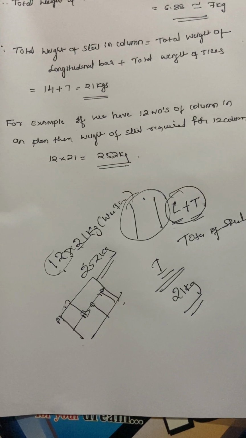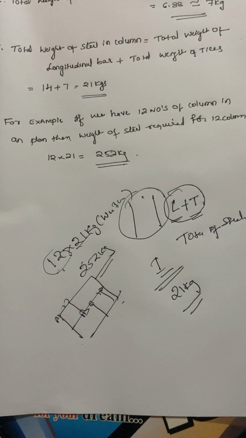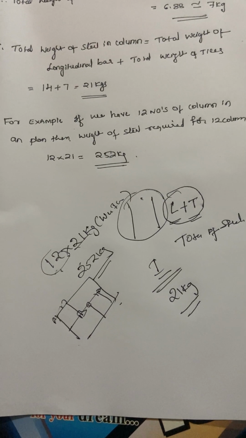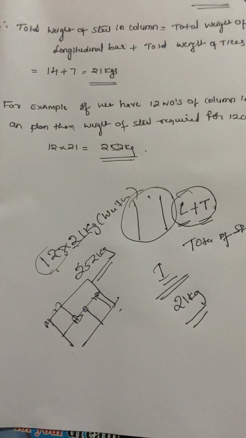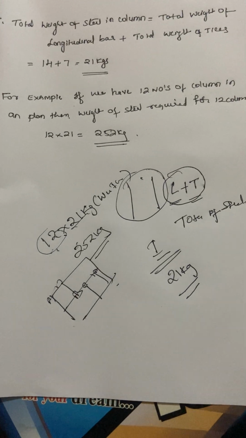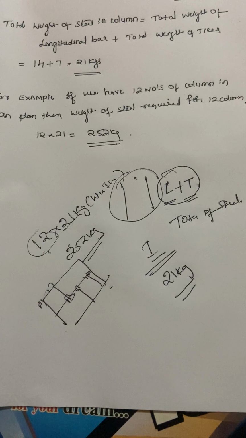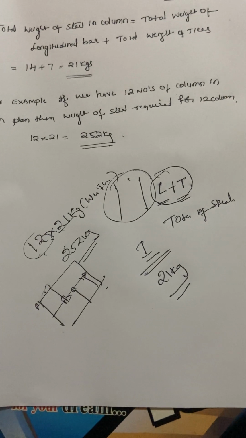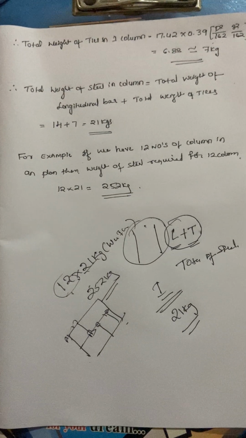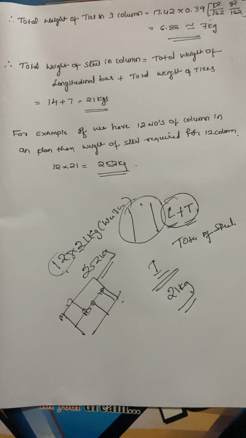So in general, we now have an understanding of the importance of ties and longitudinal bars in the case of columns. I hope this video is useful.